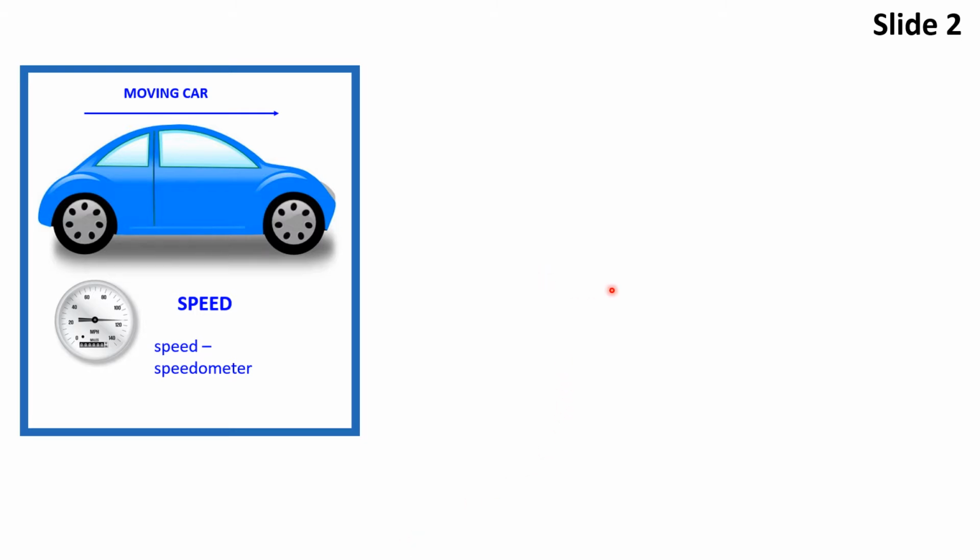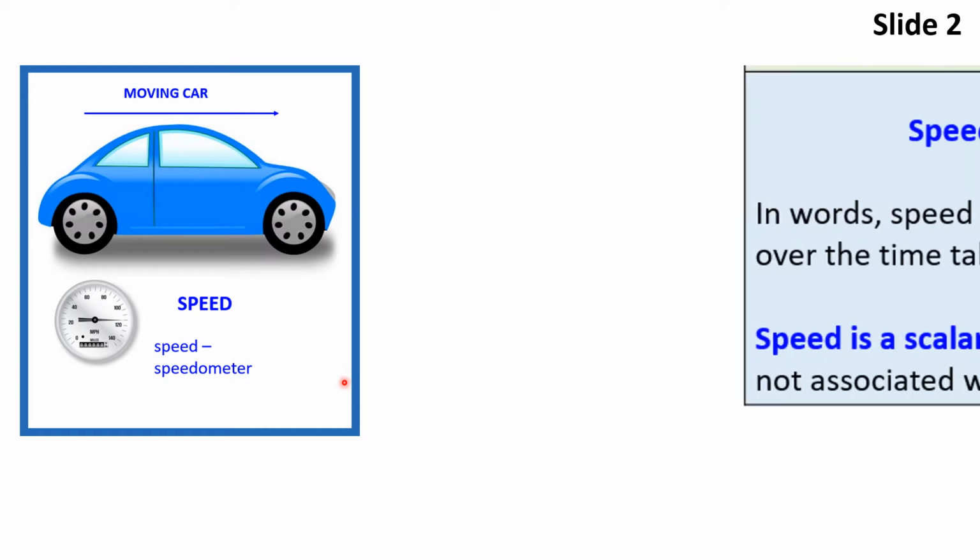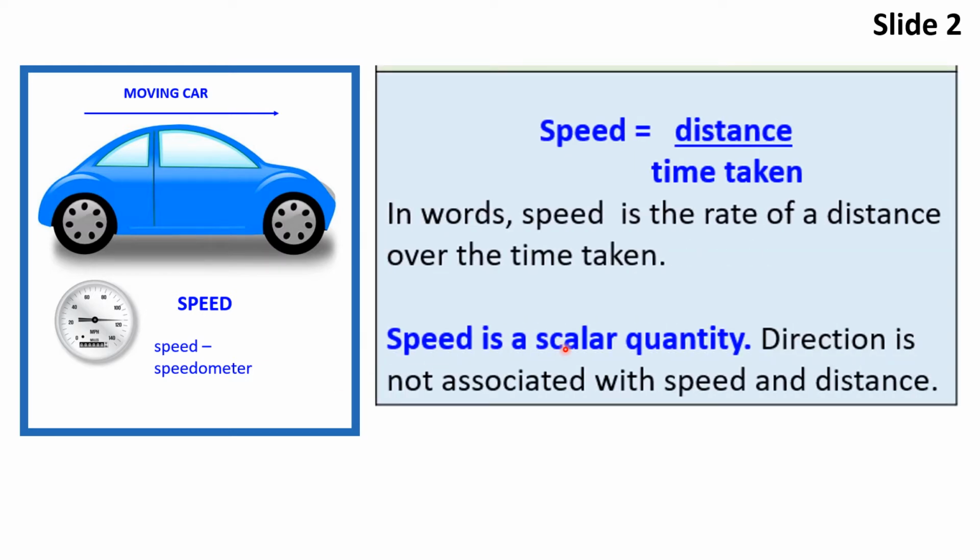Likewise, a moving car's speed can be displayed on the speedometer. Again, no direction is required. Because the speed on the speedometer changes frequently as we look at the dashboard, we say this is the instantaneous speed. In this box, you have the formula and description for speed.